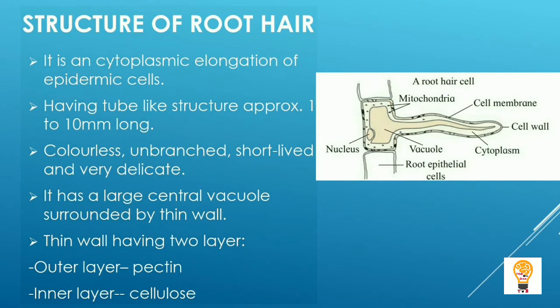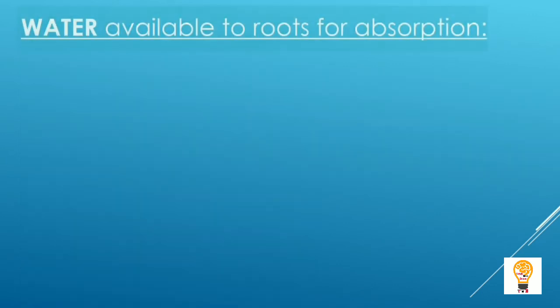Then they have given that it has a thin wall of 2 layers. It has a thin wall made up of 2 layers, in which the outer layer is made up of pectin whereas the inner layer is made up of cellulose. The outer layer is made up of pectin, and the inner layer is made up of cellulose. Then next we are going to study water available to roots for absorption.